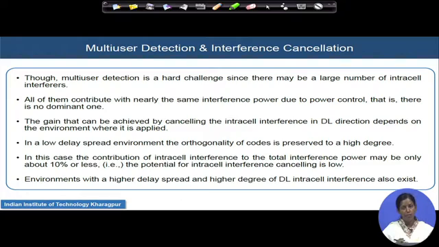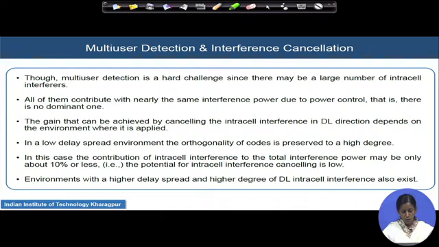In the uplink, the scenario is much easier compared to the downlink, and in the downlink the cancellation of the intra-cell interference will largely depend upon what exactly the environment is. For example, if it is a slow fading environment where the delay spread is also very low, then there won't be much loss in the orthogonality of the multiple codes, and you can preserve the orthogonality to a very high degree. And in that situation, in the downlink scenario, you can apply this interference cancellation mechanism.